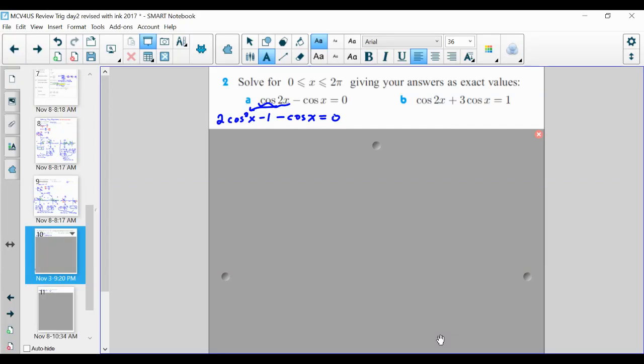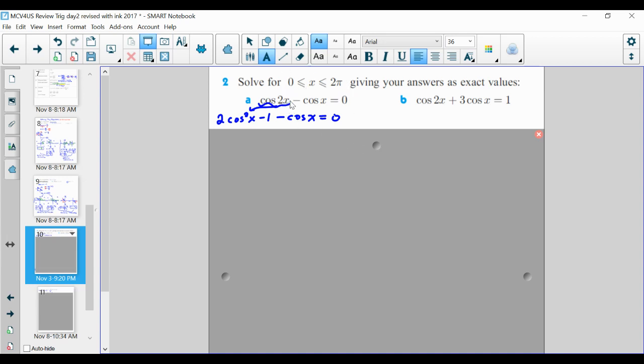Hello everybody, we're going to continue with our last video of trig review, and we're just going to continue looking at some more complex trig equations to solve. For this one here, we have cosine 2x minus cosine x equals 0, and we're looking to solve it on the interval 0 to 2 pi.